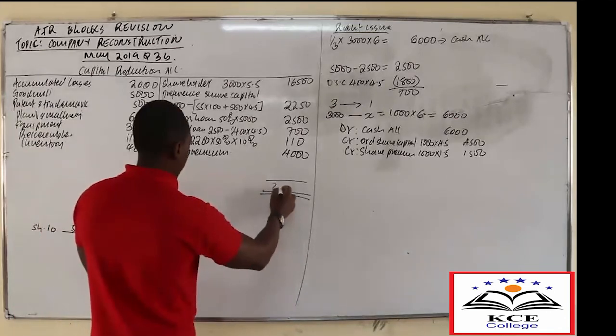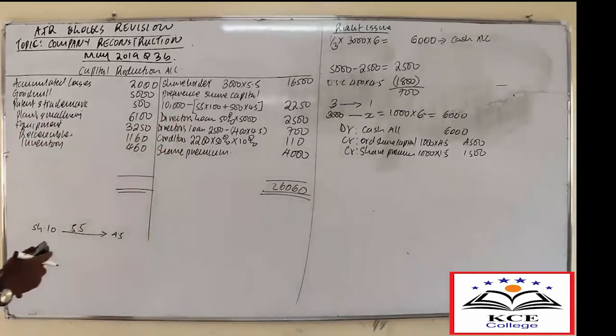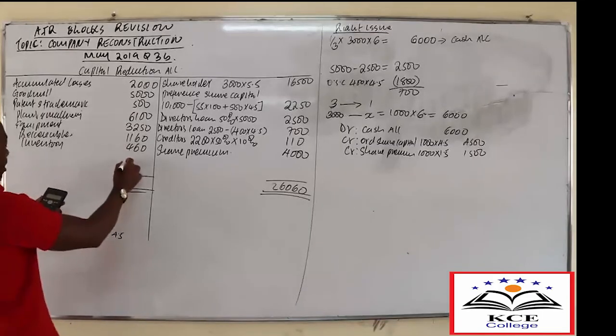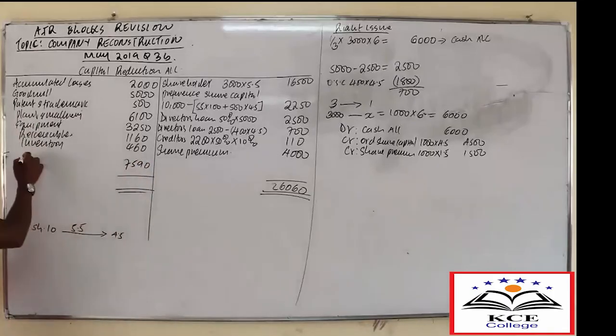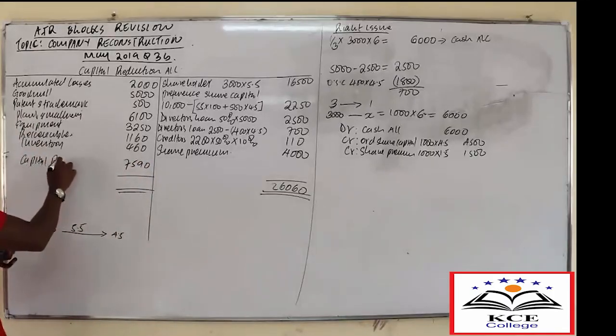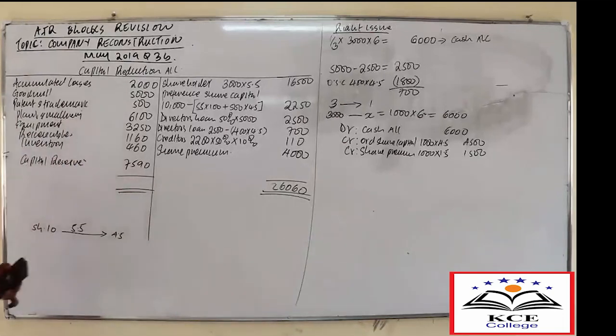Here I'm getting 26,060. So here I get 7,590, the balancing figure. That's what you call capital reserve. It's a capital reserve. That means they reduced more than what they had lost. So you can copy that. You can just take a screenshot.